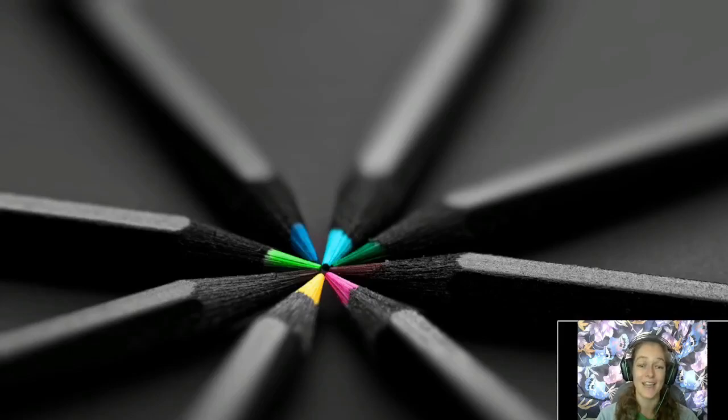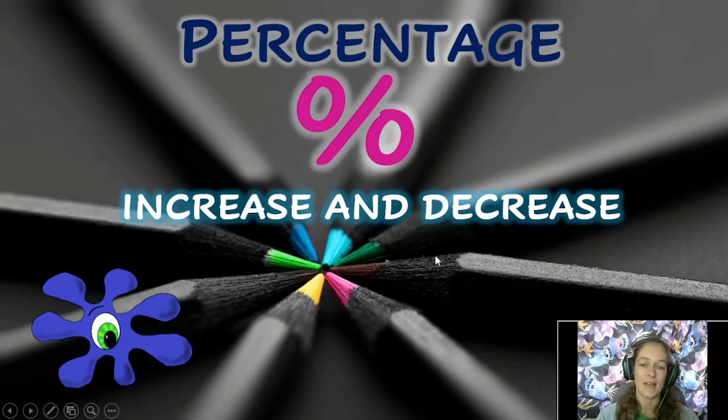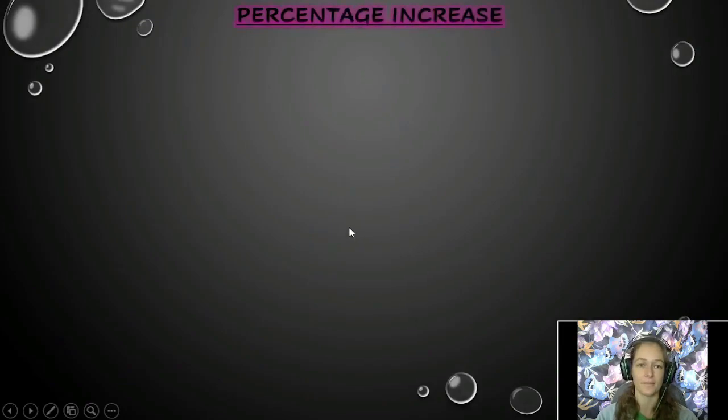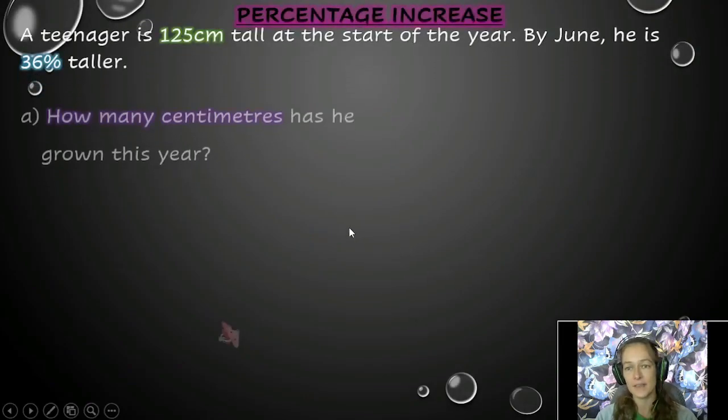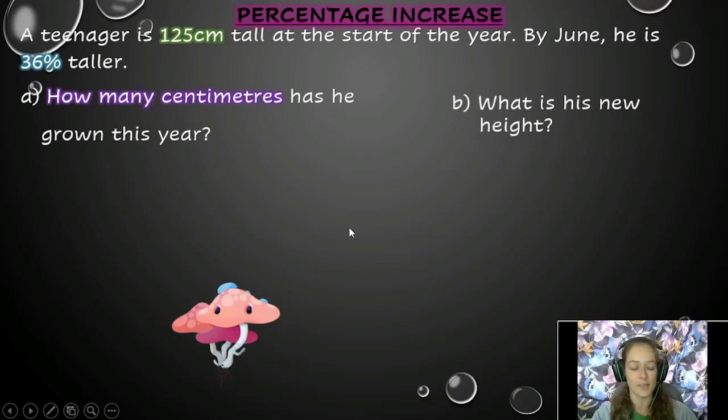Alrighty, so today I want to do percentage increase and decrease. That's adding on an amount or taking away an amount from an original total. So we'll start with increase, and we're looking at a teenager that has grown by 36% of his original 125 centimeters. There's always two steps with increase or decrease.